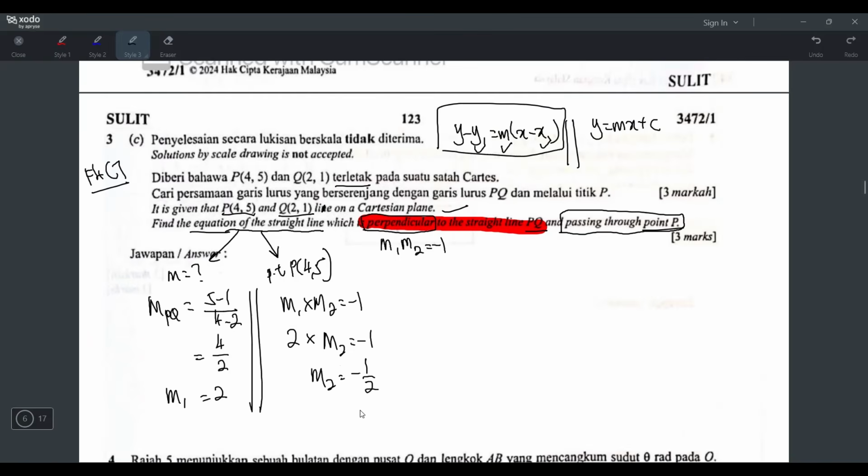Now that you have the gradient and the passing-through point, you can use this formula already. Okay? What if I change this word to parallel?